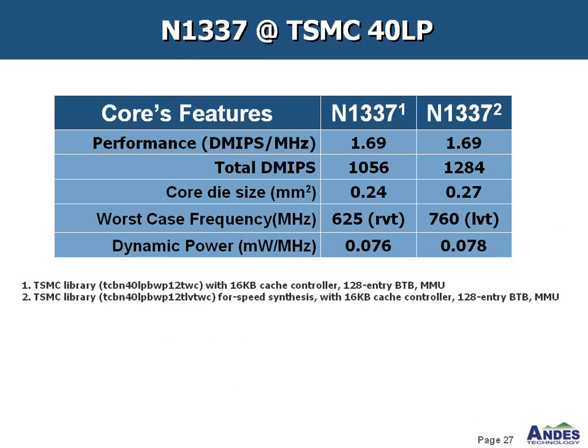Let's see some benchmarks of N13. We can see performance: N13 is 1.69 DMIPS per MHz. The total DMIPS can be up to 1284. And the core die size of N13 is about 0.24 mm², and the frequency N13 can reach up to 760 MHz, and then the dynamic power N13 is about 0.076 mW per MHz.